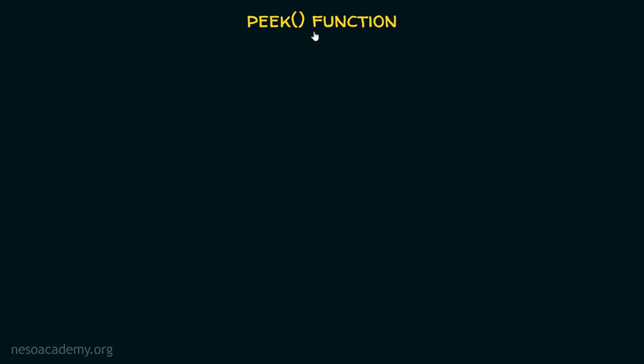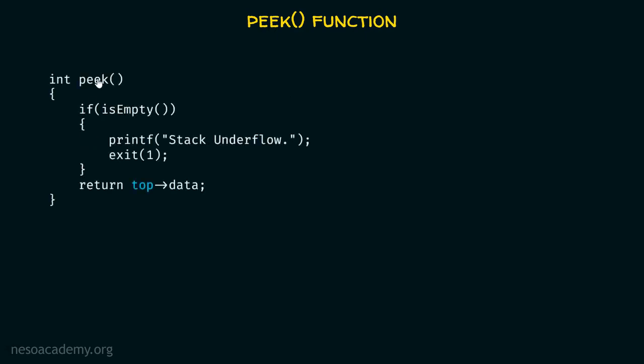What is the purpose of the peek function? Peek function simply returns the topmost element of the stack. And here is how the peek function looks. We'll first check this condition. If stack is empty, then stack underflow and exit with exit failure status. Otherwise, return top data. Let us suppose this is the state of the linked list.